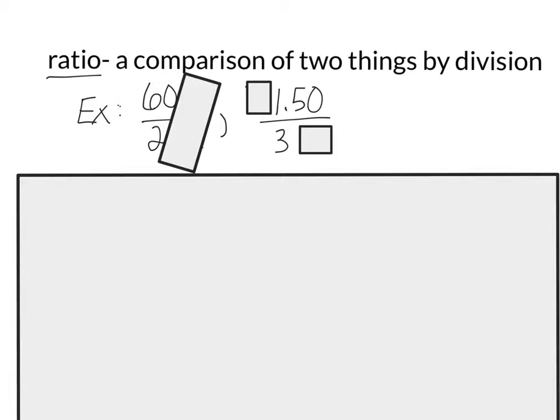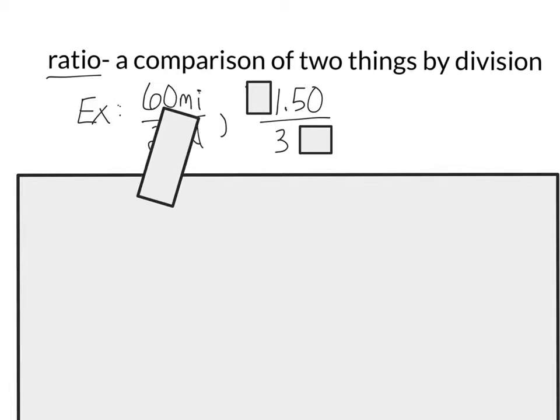Just going to look at a couple of definitions here. First of all, a ratio is a comparison of two things by division. So for example, we've got 60 over 2, and 1.50 over 3. Those would be examples of ratios. You have done stuff with this before, like the ratio of cats to dogs. So there are 5 cats and 3 dogs. The ratio of cats to dogs would be 5/3, or 5 over 3. So that's a ratio.